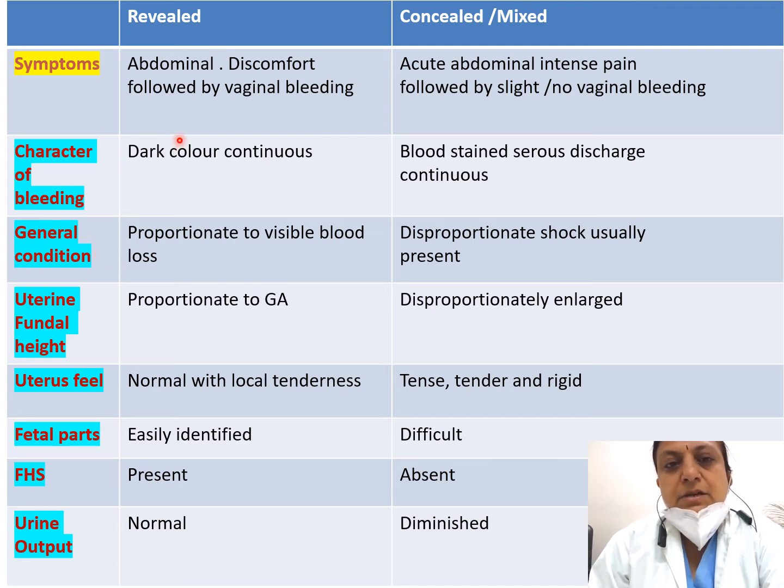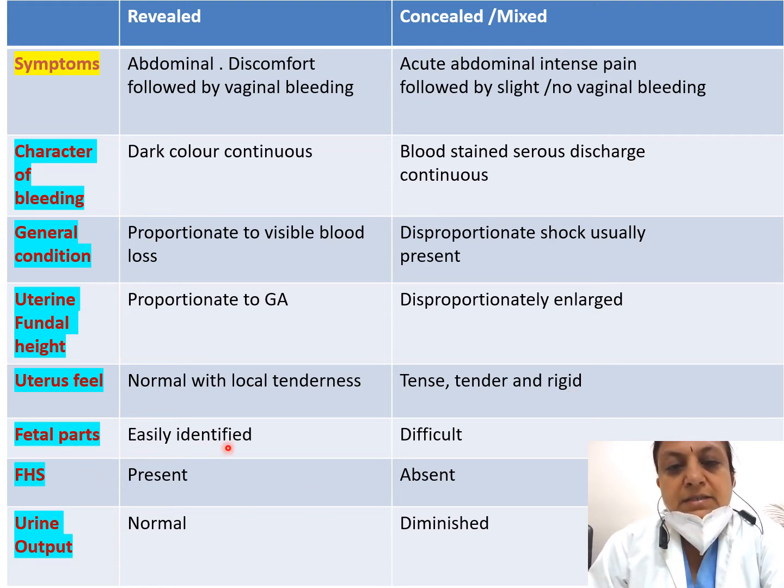The general condition in the revealed variety is proportionate to the visible blood loss, whereas in the concealed variety it is disproportionate. The patient is in shock. Usually the amount of bleeding is not there, but the patient is in shock. Then uterine fundal height. It is proportionate to the gestational age. But in the concealed variety, because the blood is collected inside and it is finding no way to come out, the fundal height is more. So disproportionately enlarged fundal height is seen. Uterine feel is normal with local tenderness, whereas in the concealed variety it is tense, tender and rigid.